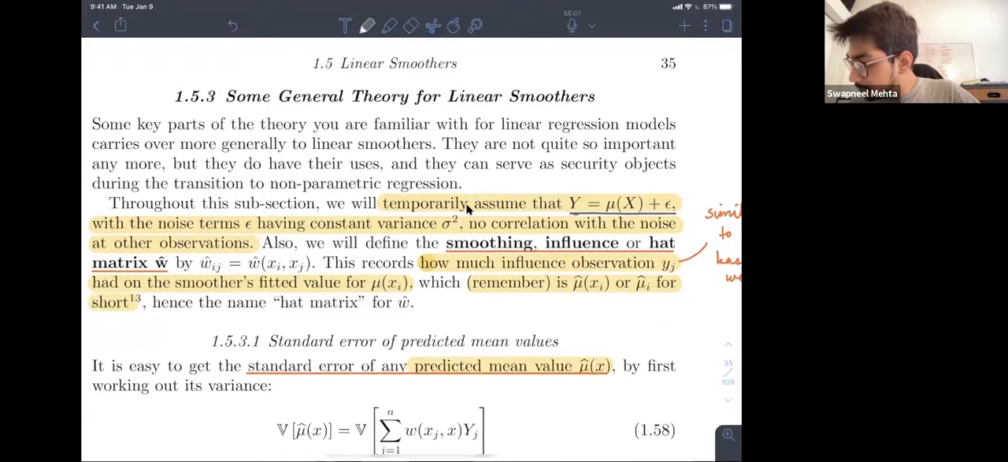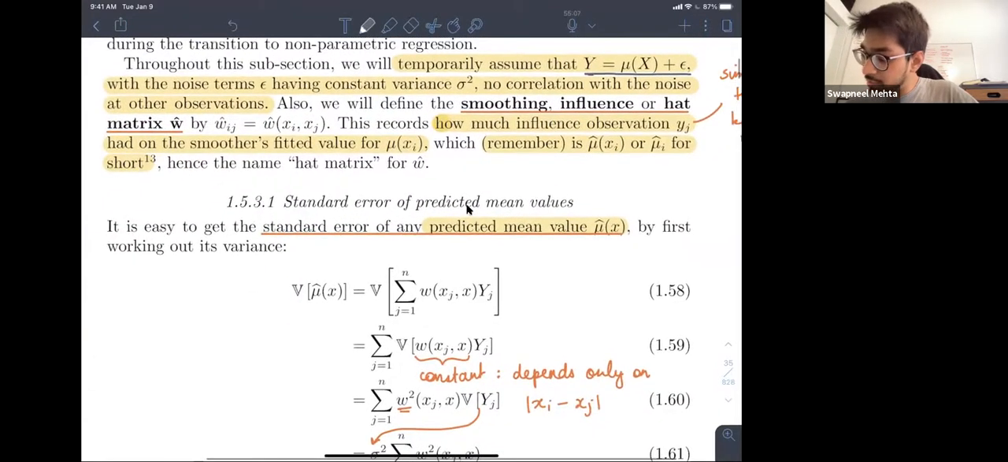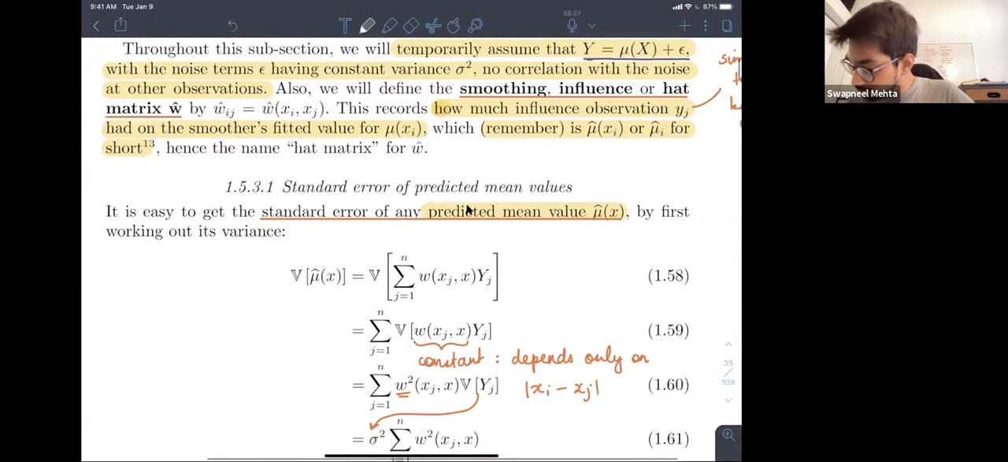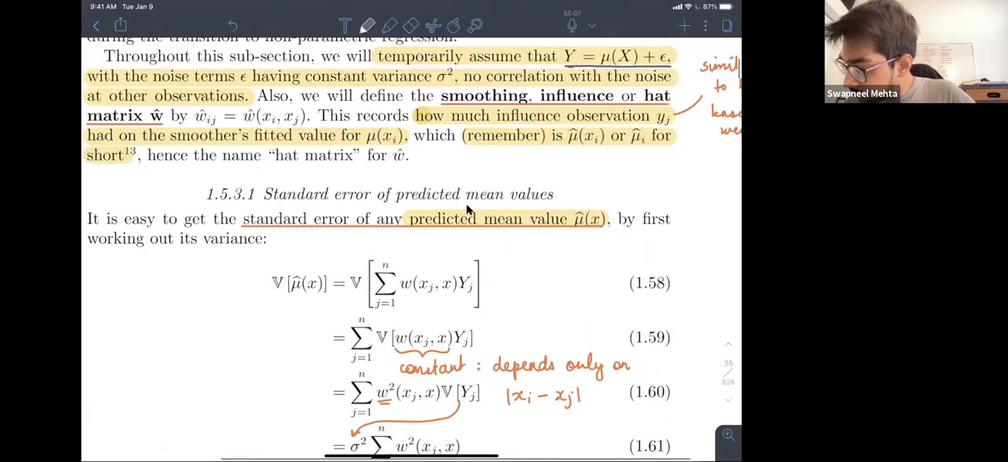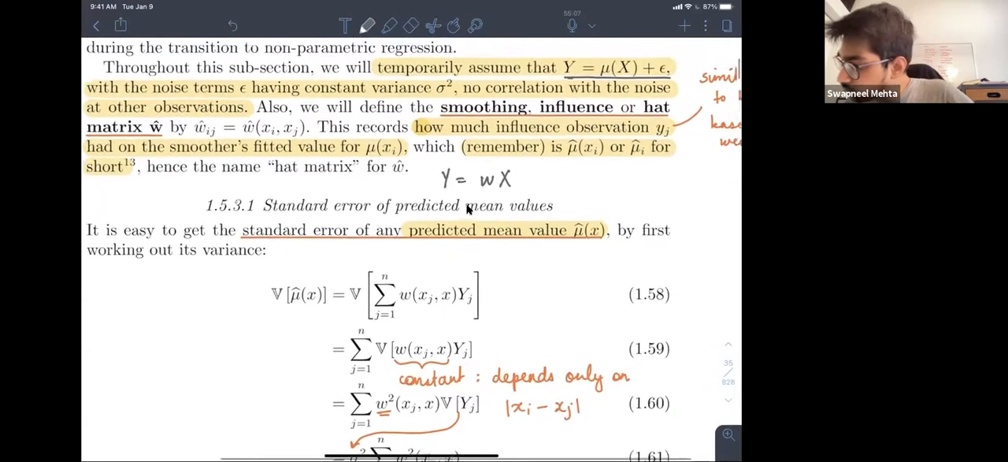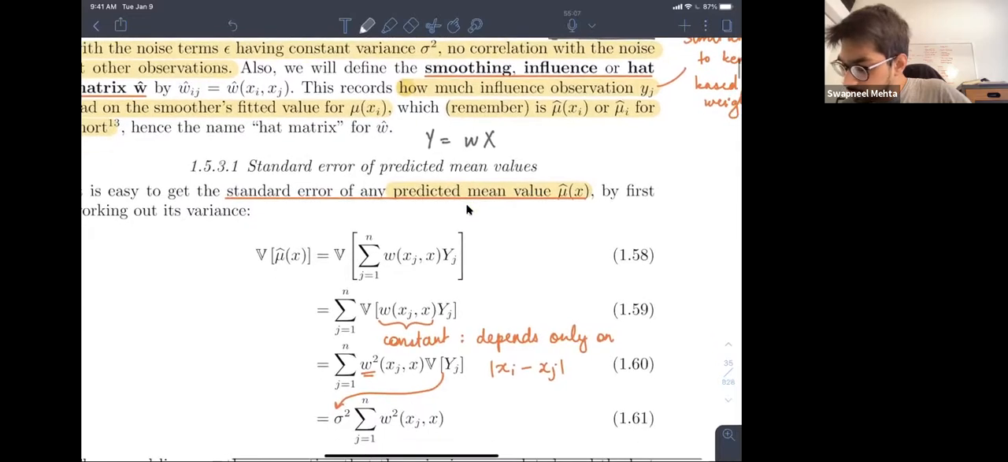Suppose that y is equal to mu of x plus epsilon. Just assume that that is actually the case, right? Now we define this smoothing matrix, which is essentially this matrix W that we can multiply with x to obtain y. I don't know where they had written this, but this is what we can assume. I don't think there's anything more to it here.